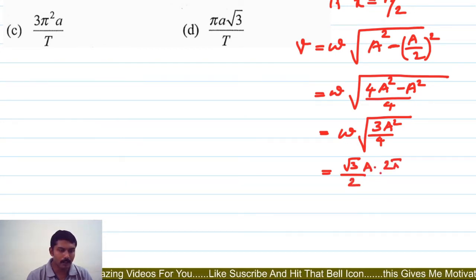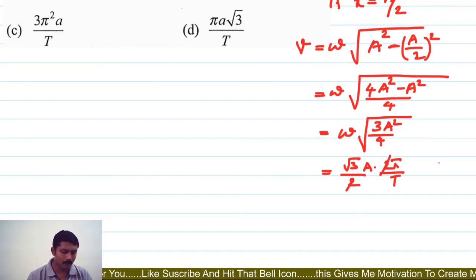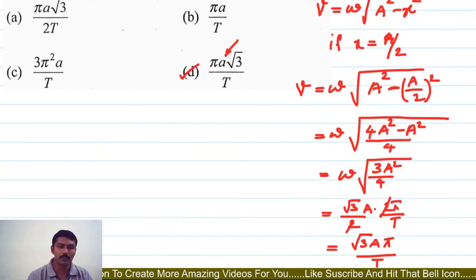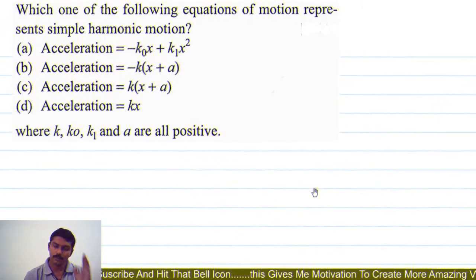Omega is 2 pi by T. The 2 and 2 cancel out, and the time period is T. So you get the answer as root 3 a times pi divided by T. So the fourth option is the right answer. Let's go to the next question.